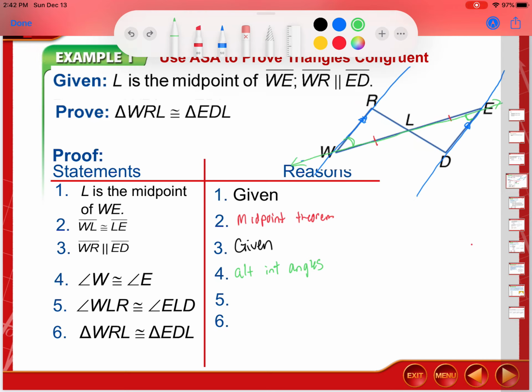Ooh, did I want to do that? Hang on. WLR, 222 and ELD. Never mind, I lied. Back. All right, I'm going to leave that initial line in there because I misread what they wanted.